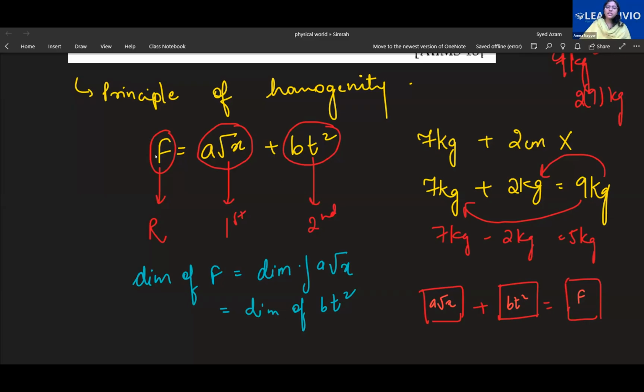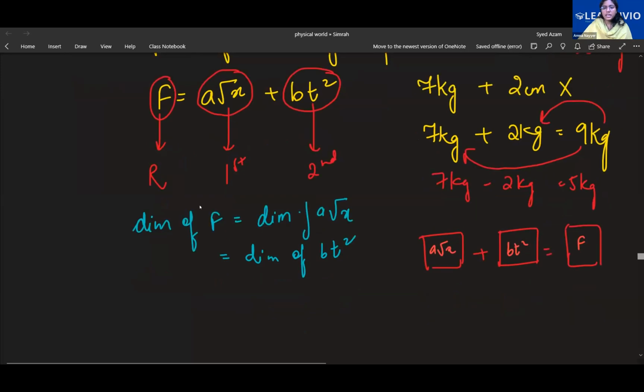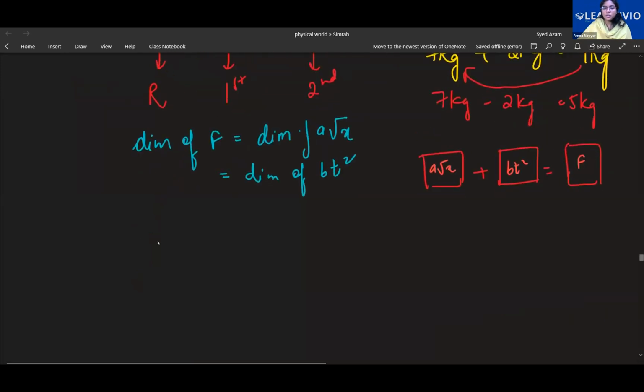So what we do here, we know the dimensions of force. It will always give you one quantity whose dimensions will always be clear to you, like force. So let's see the first thing, dimensions of force. What is the dimension of force? MLT raised to minus 2. Yes, mass into acceleration. So this is equal to the dimensions of A, which we don't know, it's a constant, we have to calculate that, times root x.